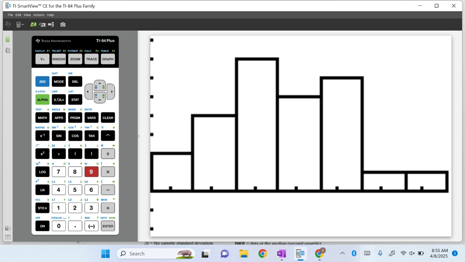So your calculator will actually give you your histogram, and all of those steps are on the reference guide that I gave you.